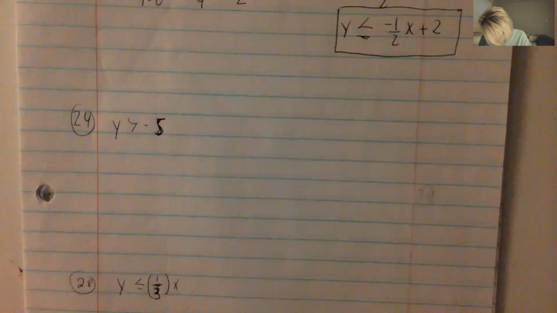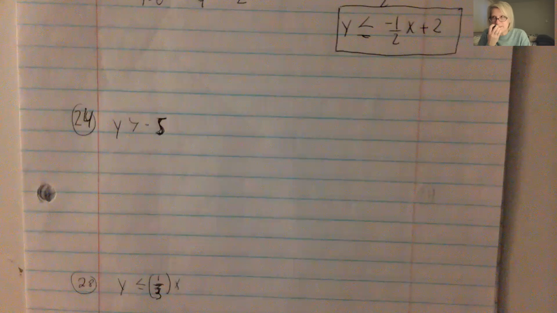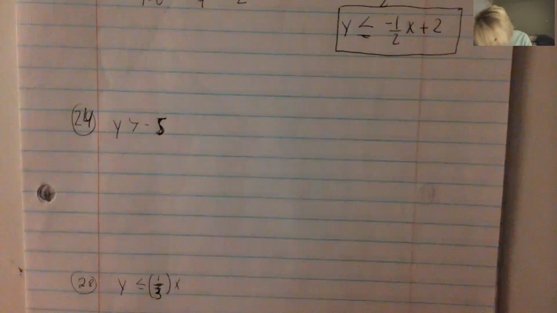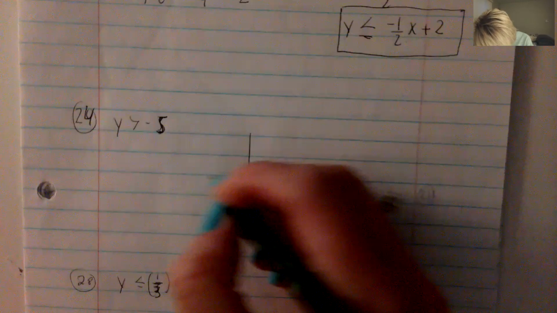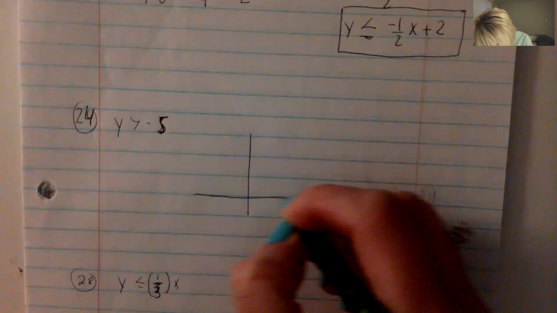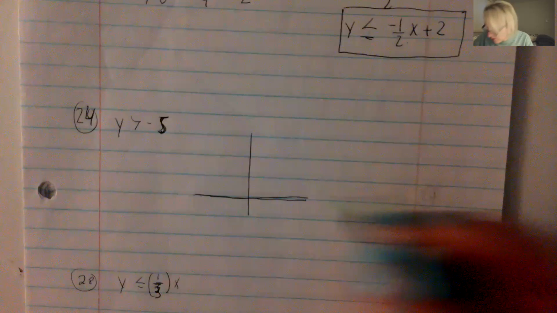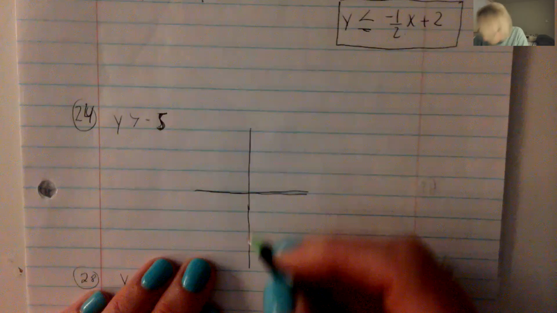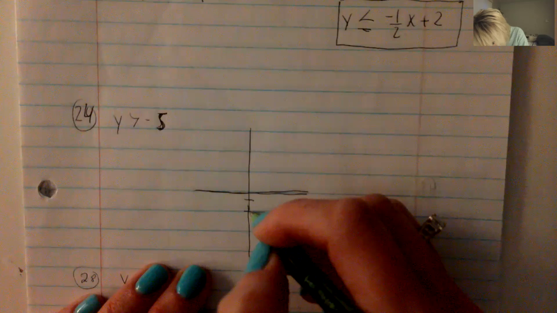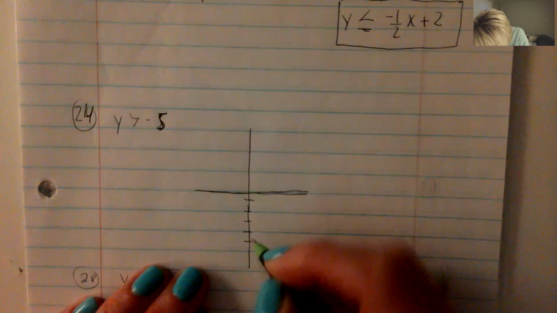Let's look at number 24. So 24, there's no x's. So when it's just a y equals, right? We're just finding the horizontal line at y equals -5. So we've got 1, 2, 3, 4, 5.